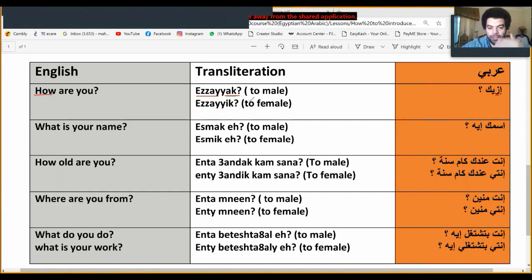Okay? When you're speaking to somebody, addressing them, they're the object pronoun. More about this later. If you're speaking to a female, we change ek into ik. So ازيك becomes ازيك. And this is very common where foreigners would make a mistake, or learners. For example, they would say to me ازيك instead of ازيك, and so on. So remember those endings because they are going to be everywhere.